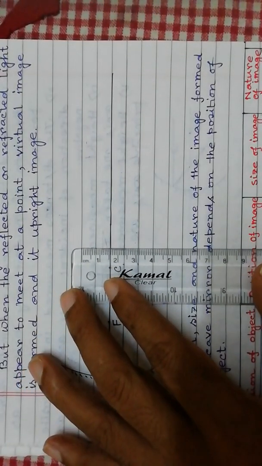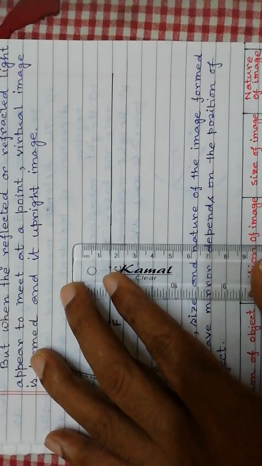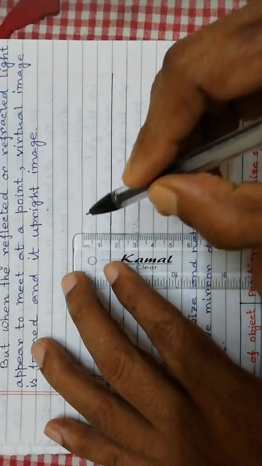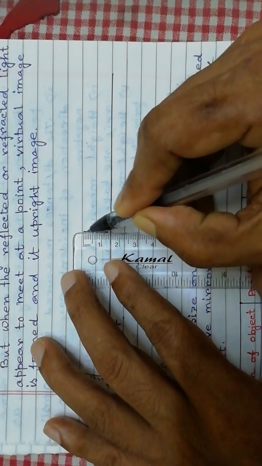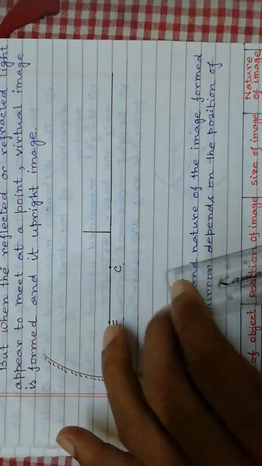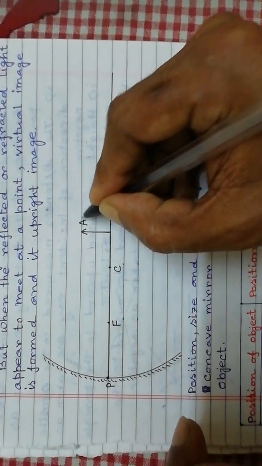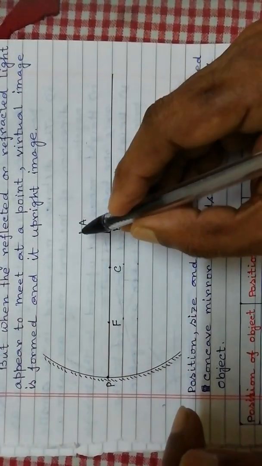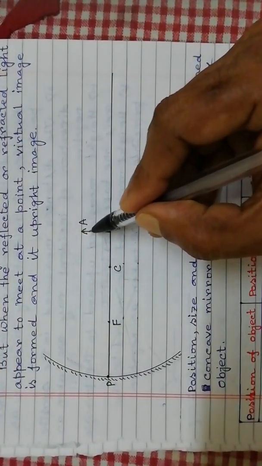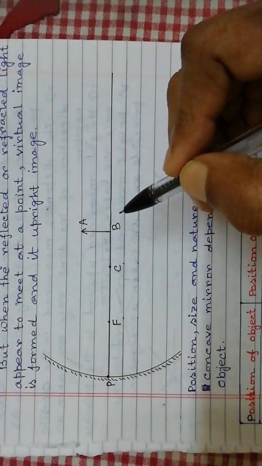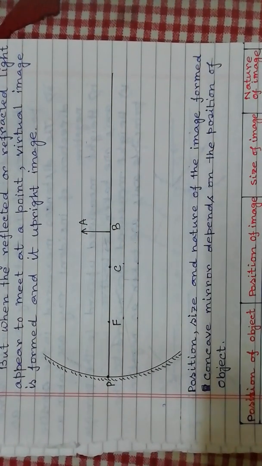Now you put an object anywhere. Say I take it beyond C. This is the object, your object AB. A is the head of the object and B is the foot of the object. Every point on the object is a source of light. So point A is a source of light.